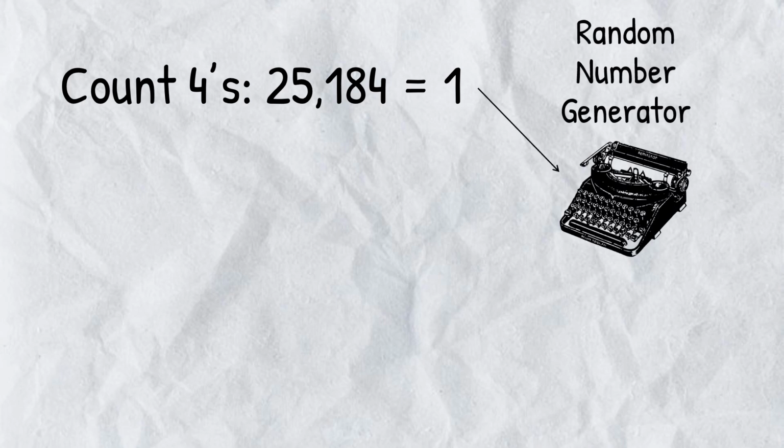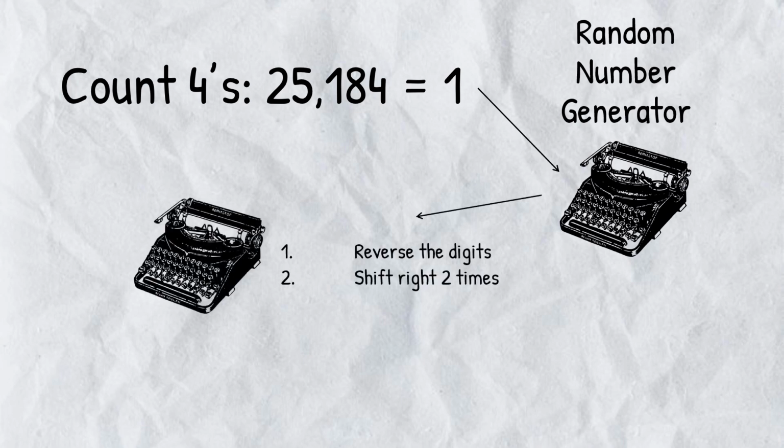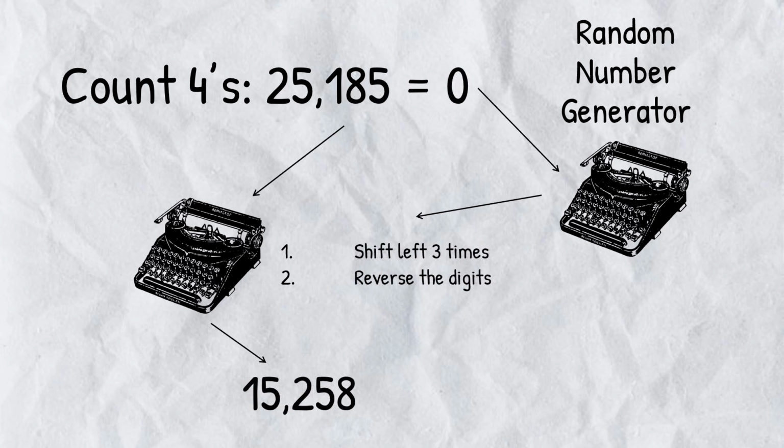That means the random number generator produces the same results every time. Then, use it to randomly generate a list of operations to do in order to shuffle around the digits. Now, when we put in 25,184, we count one 4. We still get 52,481 like before, but when we change the 4 to a 5, now there's no 4s.